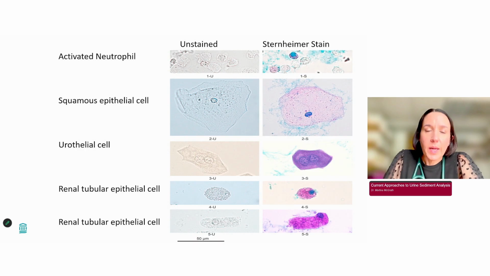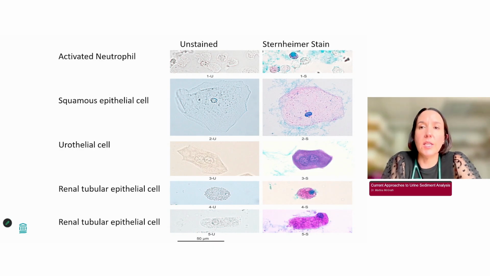The same group showed that with Sternheimer staining, which stains the nuclei, you can make it easier to identify what the different elements are. So on the right-hand panel here, you've got the stained cells. You can see the neutrophil in the first panel that's got that large eccentric nucleus. The squamous epithelial cell is relatively easy to identify. The urothelial cell can be differentiated from the squamous epithelial cell because it's got a very large nucleolus that is similar in size to the nucleus.